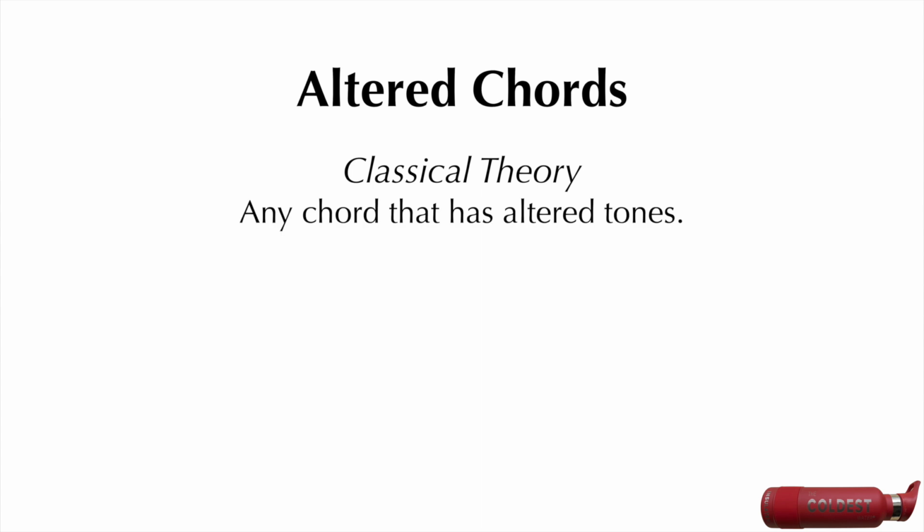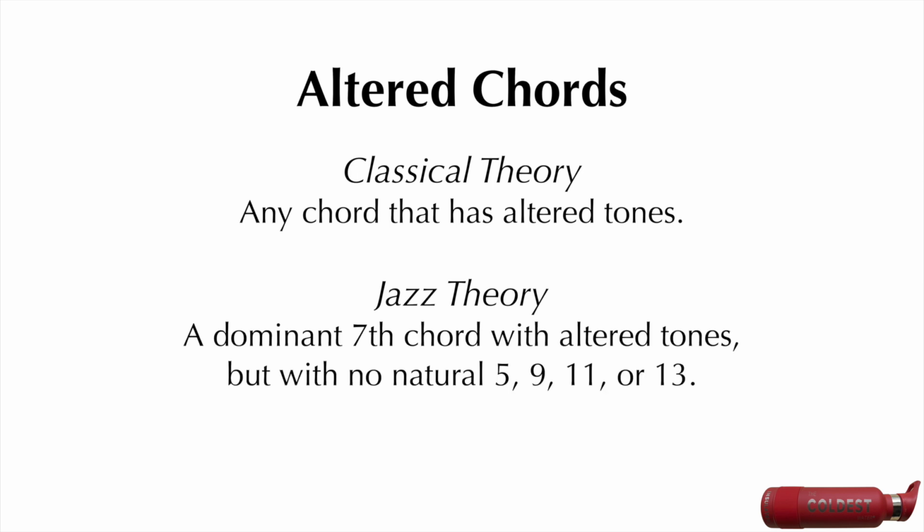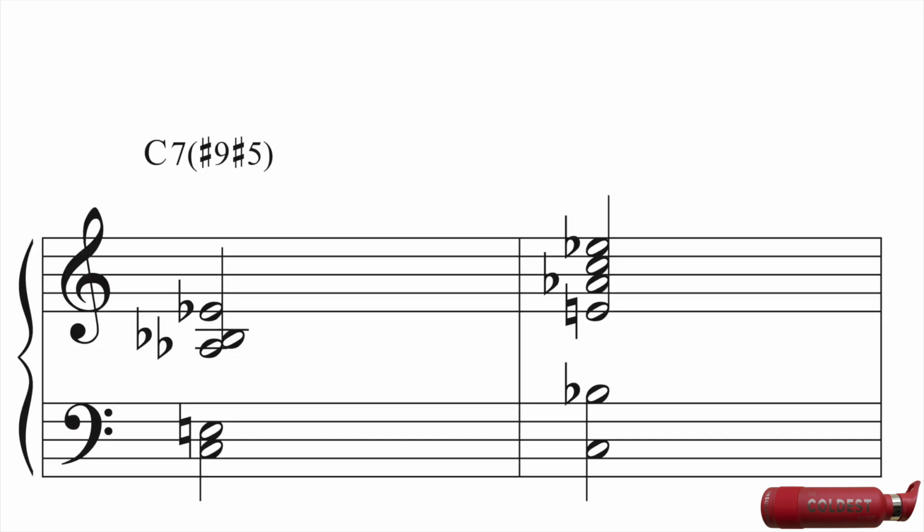Let's talk about altered chords. In classical theory, an altered chord is just any chord that has altered tones. But in jazz theory, an altered chord is specifically a dominant 7th chord with altered tones, but with no natural 5, 9, 11, or 13. So for example, C7 sharp 9 sharp 5 is an altered chord.